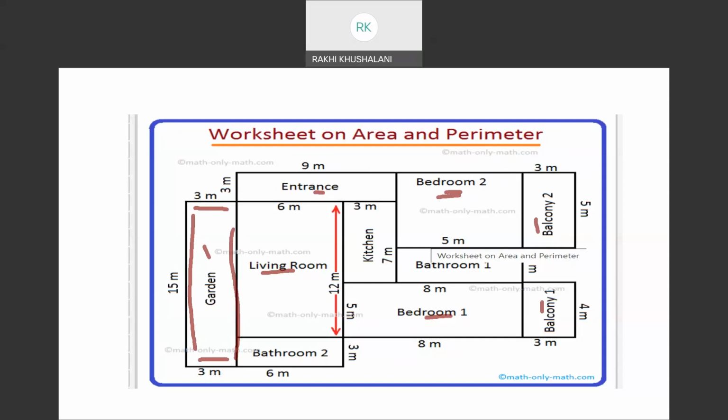There is a bathroom here that is 2 meters by 6 meters, like this. So this is the rough layout given to you by your architect. Now, I have a few questions for you.